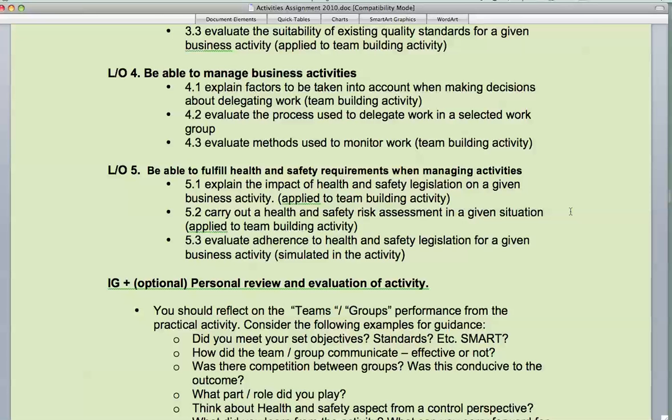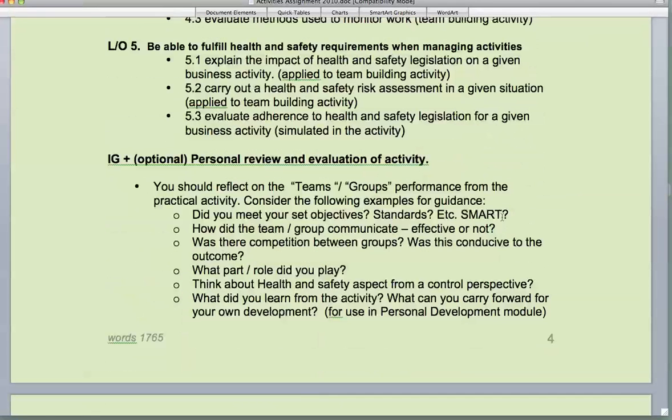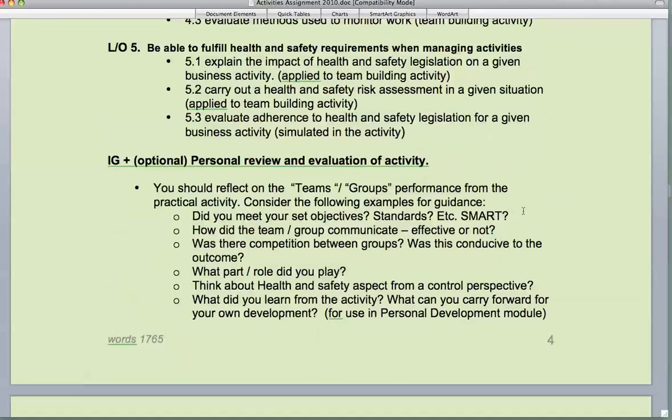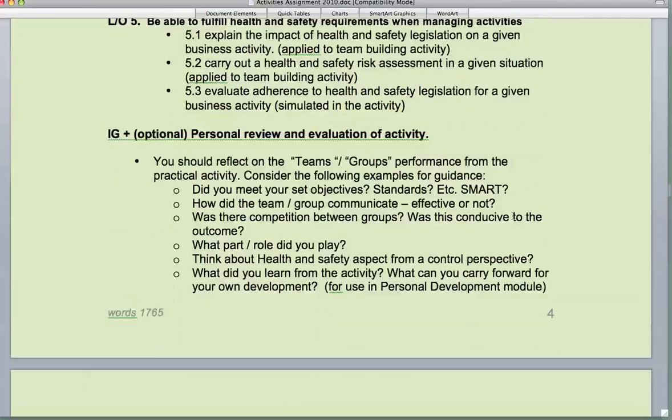There are also some method statements which have been used in the past, which go a bit beyond what we want to do, but a very basic attempt at a method statement should help you meet some information for this learning outcome, part 5. And then indicatively, if you want to get a slightly better grade, you can look to do the personal review and evaluation by meeting these half a dozen bullet points I've put under the examples for guidance here.